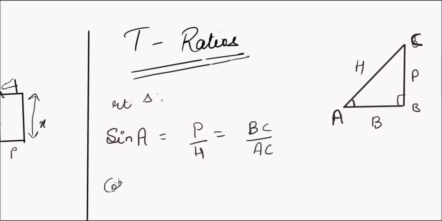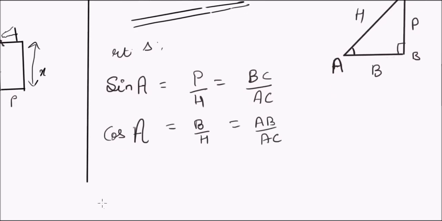Similarly, we have defined another ratio as cosine, or shortly known as cos of A, and is written as base over hypotenuse, where base is AB and hypotenuse is AC in the given example of ours. Say we have another trigonometric ratio as tangent of A, which is given as perpendicular over base. That is, perpendicular is BC and base is AB.